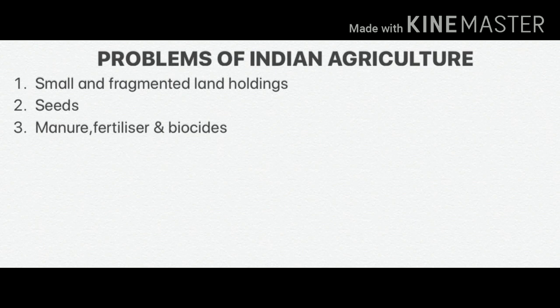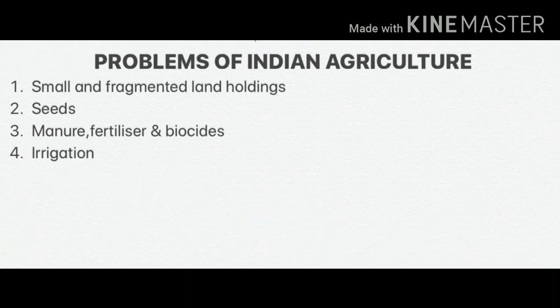The fourth problem that we have is irrigation. Although India is the second largest irrigated country of the world after China, only one-third of the cropped area is under irrigation. Irrigation is the most important agricultural input in a tropical monsoon country like India, where rainfall is uncertain, unreliable, and erratic. India cannot achieve sustained progress in agriculture unless more than half of the cropped area is brought under assured irrigation.